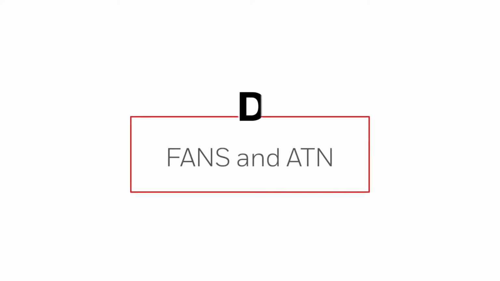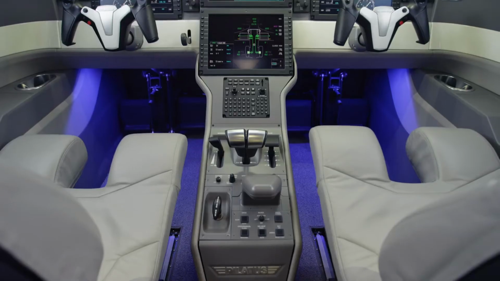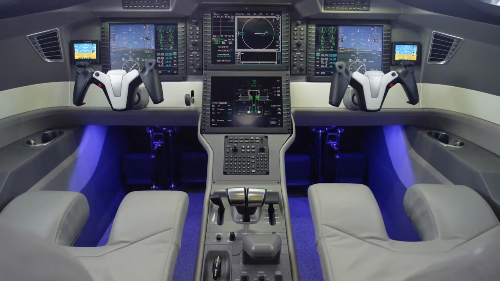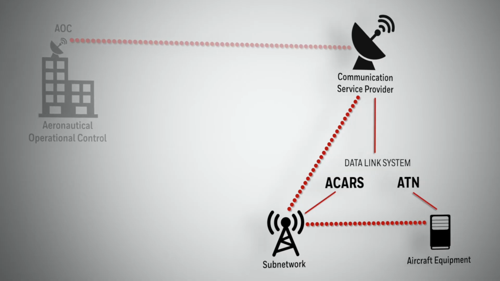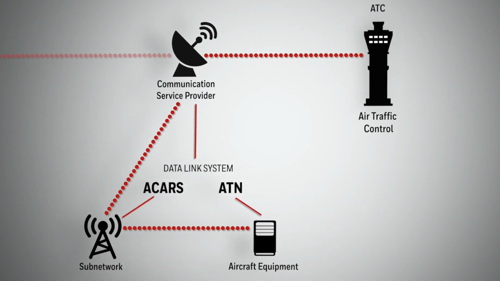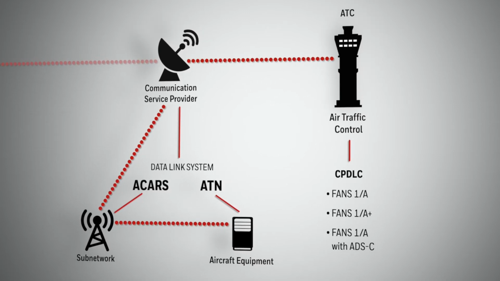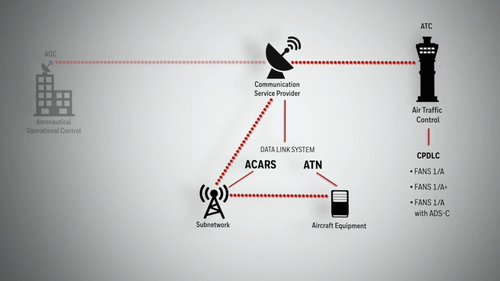Currently, there are 2 versions of CPDLC, FANS and ATN. Although an aircraft can be equipped to use both systems, the systems are not compatible with each other, and you can only use one system at a time. FANS uses the ACARS network along with SATCOM and VHF. There are multiple versions of FANS. Each provides similar services with minor differences in features, such as a message latency timer.